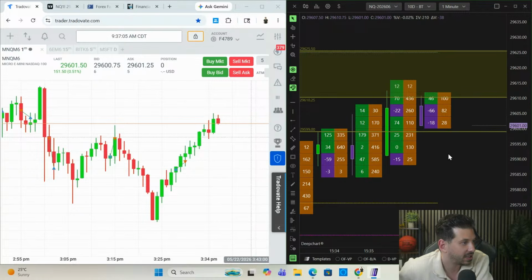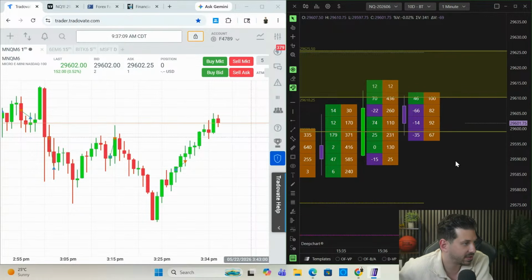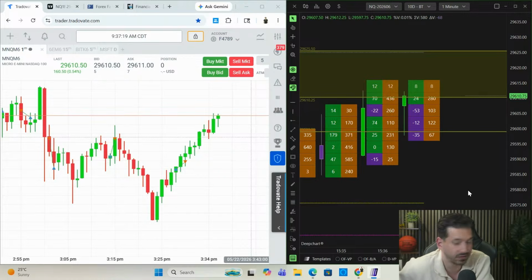So I'm going to start using deep charts more often, because I do like what they're doing here. It's very nice. I've got to say, I hand it to them. They've built a very nice platform here, and I've yet to discover all the other tools that they have. So it might be worth it.